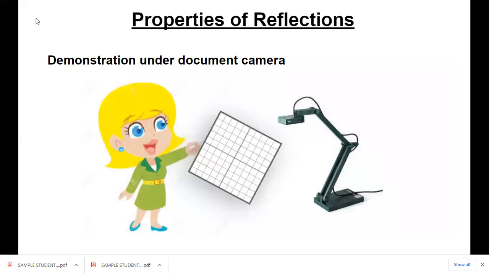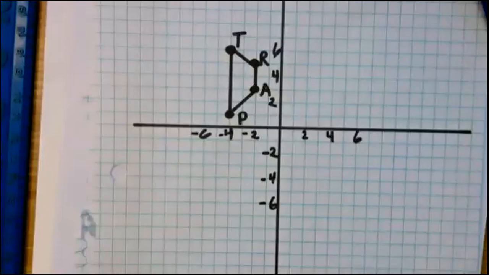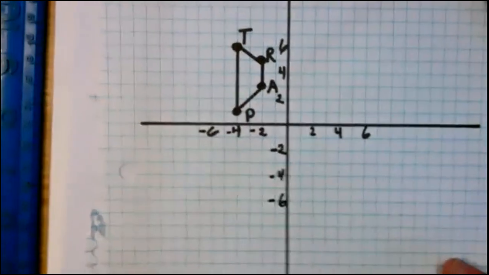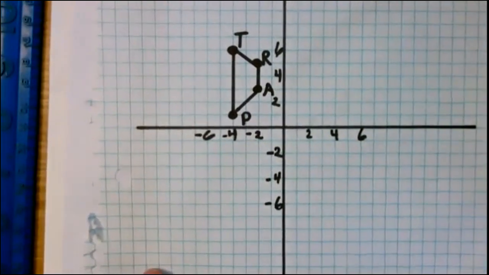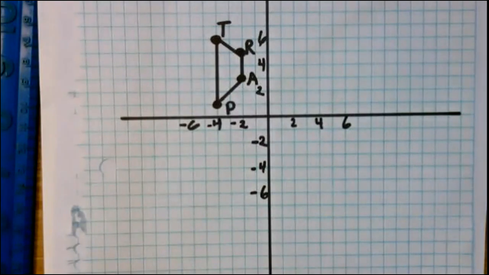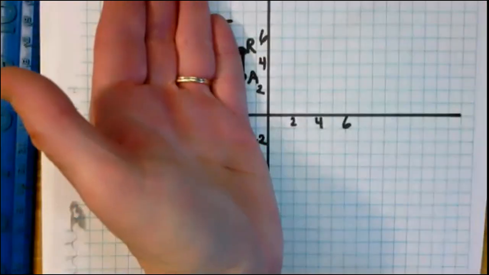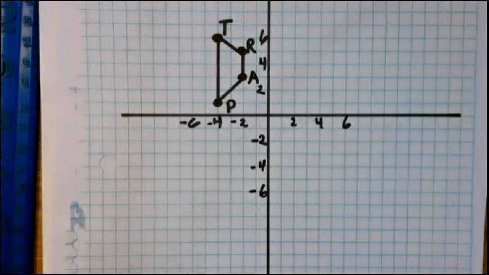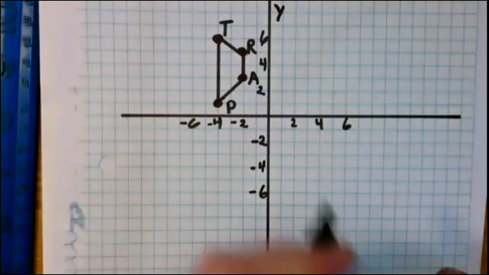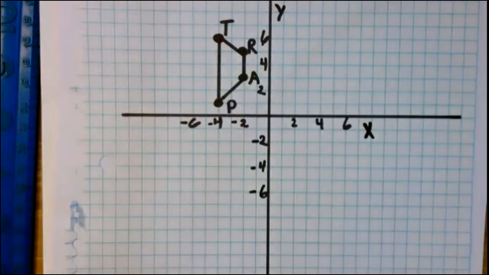Okay, we'll do another demonstration. Here we have trapezoid TRAP, trap, and we want to reflect it across the y-axis. So we're going to prove the properties of a reflection. We want to flip it from here to there. So that would be the y-axis. Let's put y there so we remember. And then this is x, so we remember.